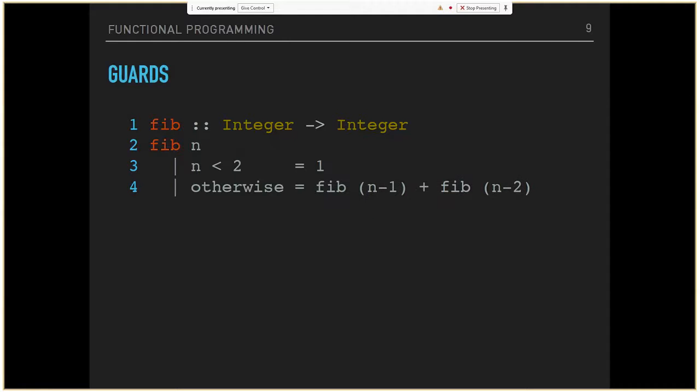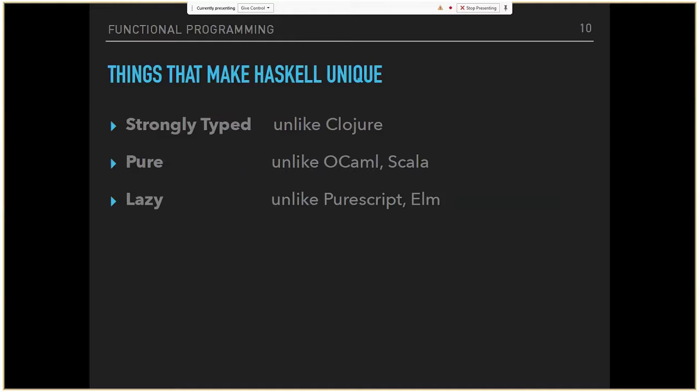So yeah, that's the basic criteria for a functional programming language: it should have first-class functions, basic pattern matching, and you should be able to pass functions around, and that's in lots of languages. But what makes Haskell unique is that it's strongly typed. So unlike something like Clojure, it has strong typing, and we'll discuss what strong typing means later on.